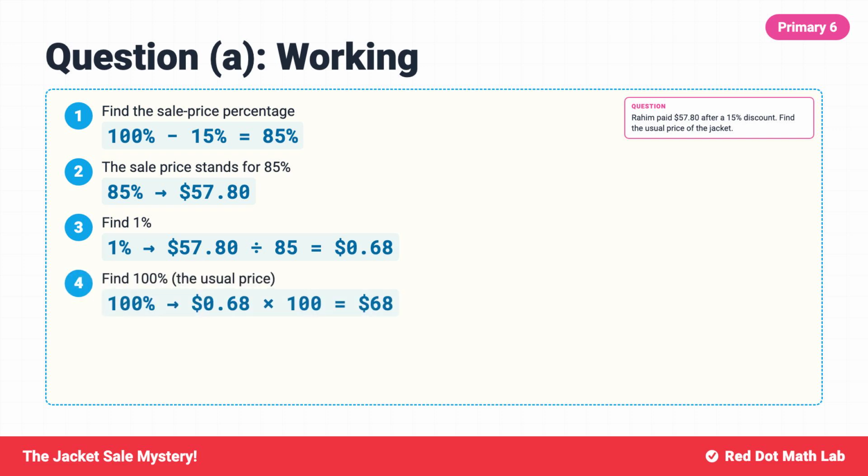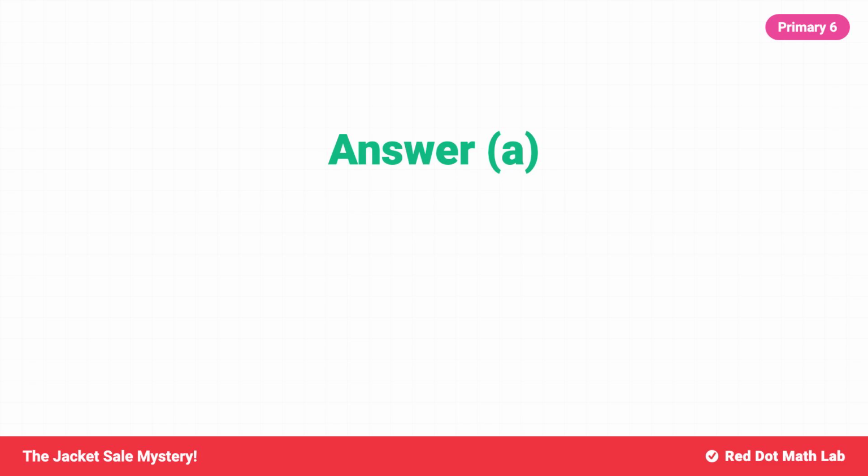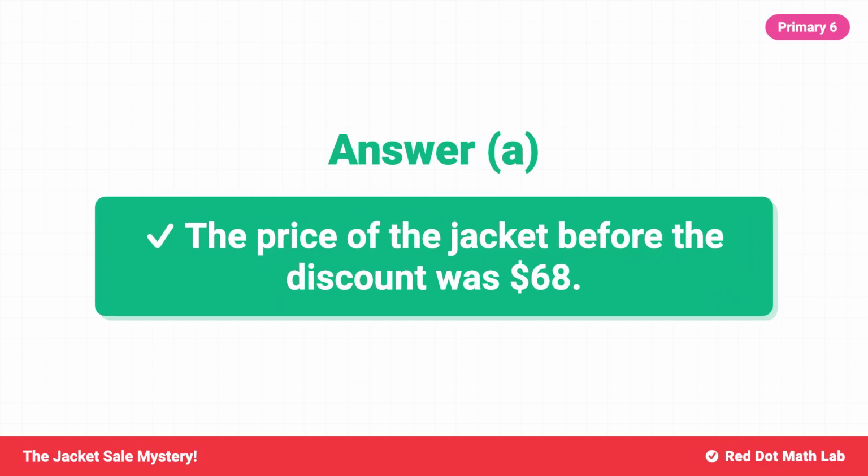Now we find 100%. 68 cents times 100 equals $68. Do you see how the unitary method works? From 85%, we go down to 1%, then up to 100%. Let's write our answer in a full sentence. The price of the jacket before the discount was $68.